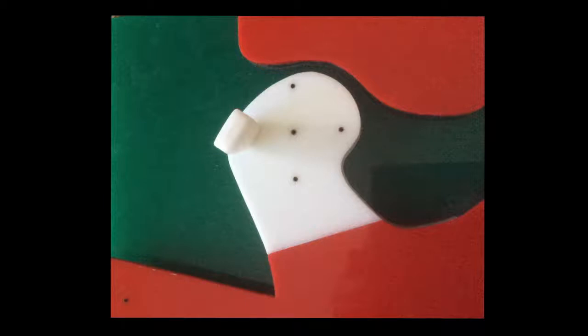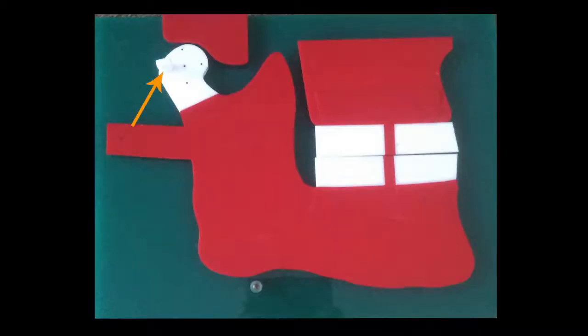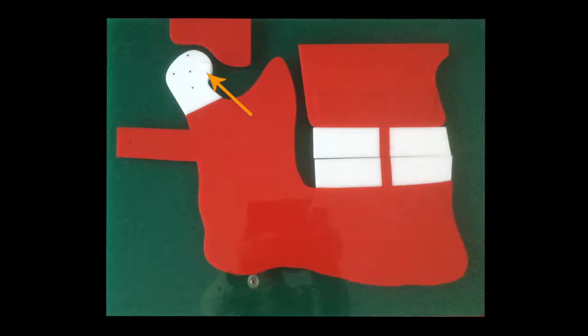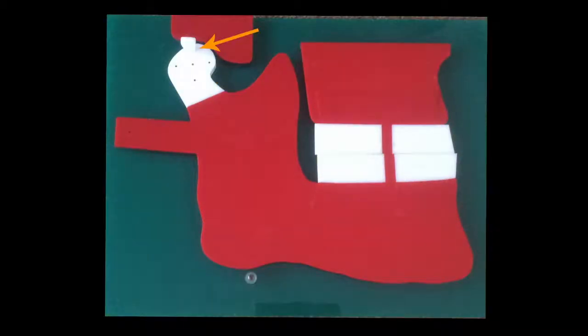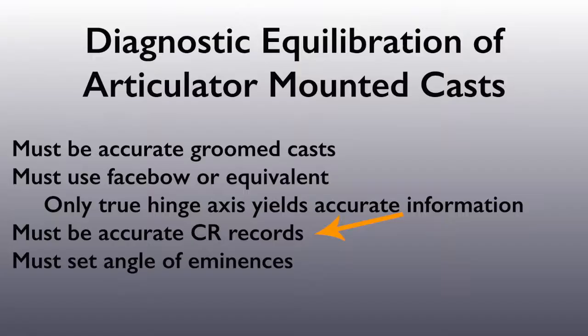This is the error produced when the articulator axis is a quarter of an inch behind the true axis. This is what happens if it is below the true axis. If it is in front, then the occlusion will be open and back and the front teeth will be in the way. And if it's above, then the entire occlusion will be protrusive.